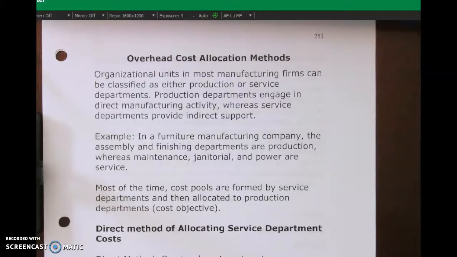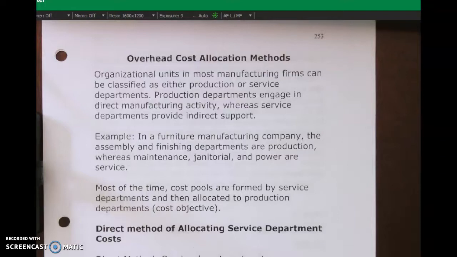Organizational units in manufacturing firms, we can classify them as a production department or a service department. A service department would be like a support function. So think purchasing or accounting. The production department is actively involved in making the final product. So think maybe an assembling department or a finishing department. Another example of a service department, which you could also call a support function, would be human resources, or maybe the company cafeteria, or the janitorial department. Those are all support functions. They're not actively involved in making the final product.